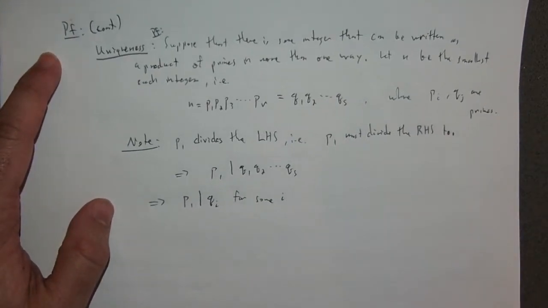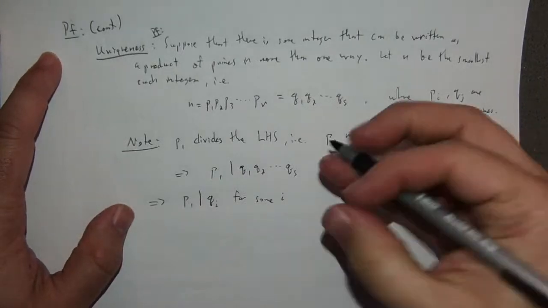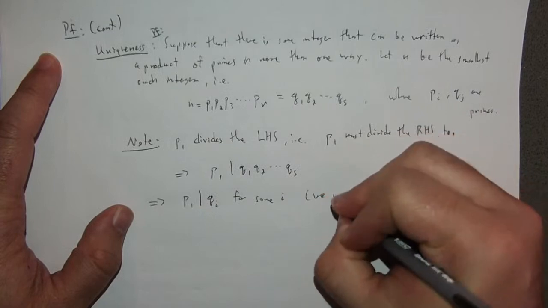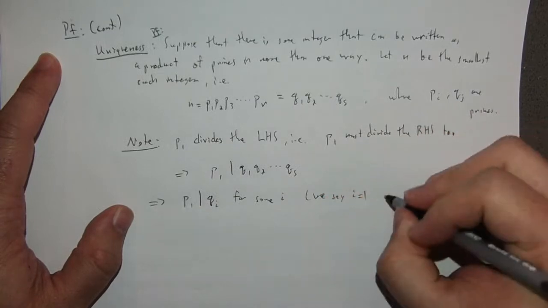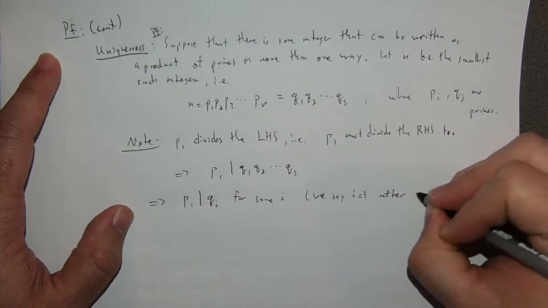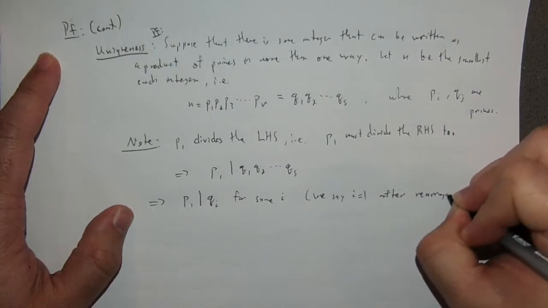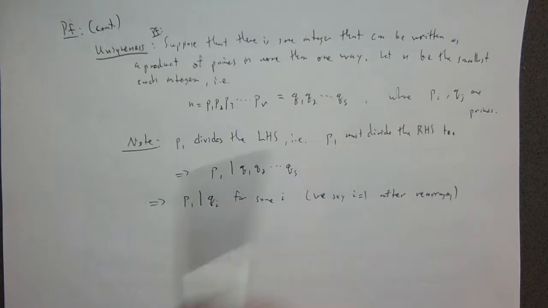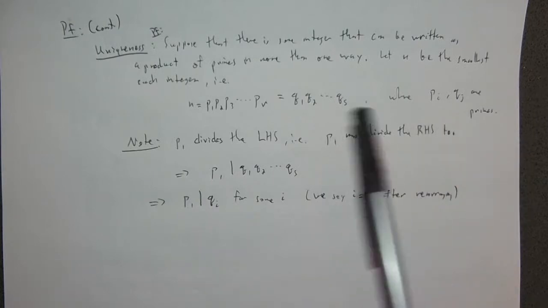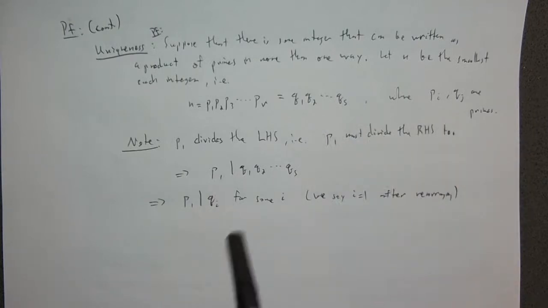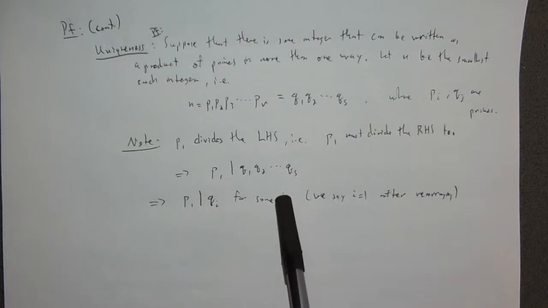Now, just to keep this going smoothly, we say i equals 1 after rearranging. What do I mean by that? Well, I don't care about the order of these primes, right? So when I talk about uniqueness, this is uniqueness up to reordering the primes. We really don't care about that at all. So what I would do is say this p sub 1 divided q sub 4 in this list, right?